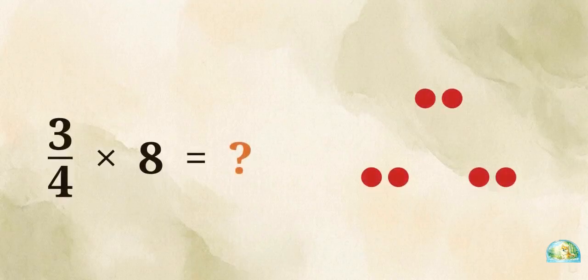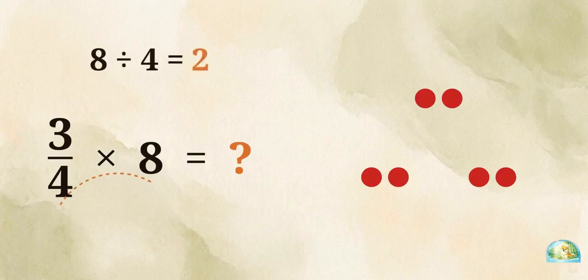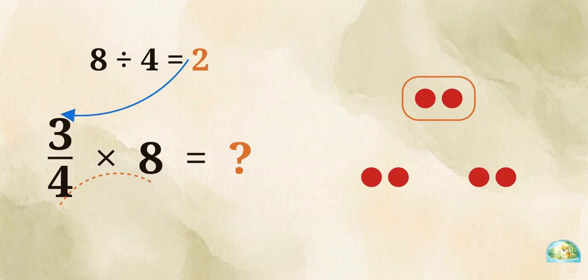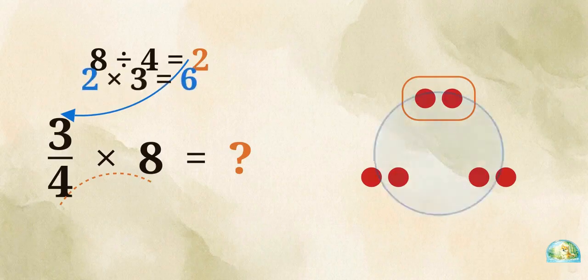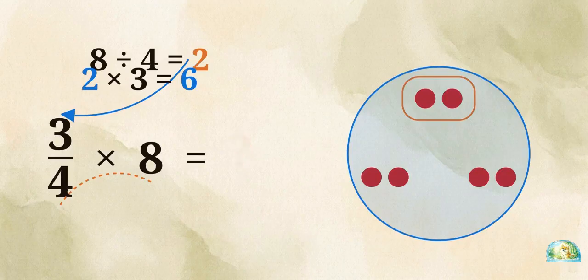This visual logic matches exactly how the math works on paper. The first step is dividing the whole number, 8, by the bottom number, 4. 8 divided by 4 is 2, which is the size of each cluster. Then we multiply that 2 by the top number, 3. 2 times 3 is 6, which is the total of our 3 clusters combined. This gives us our final answer. 3/4 times 8 equals 6.